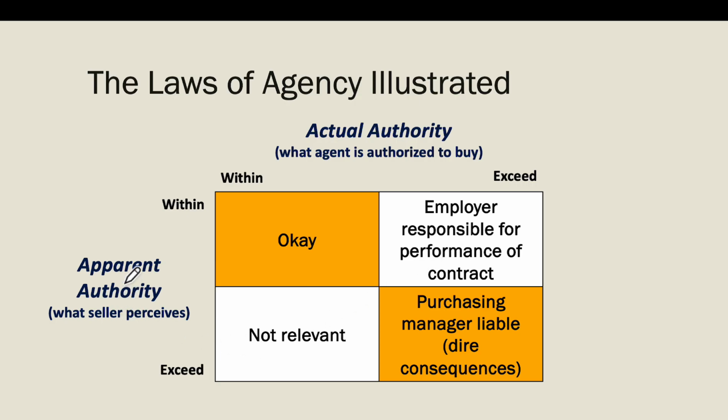A third situation is that whereby apparent authority is exceeded but actual authority is not exceeded. Since actual authority is not exceeded, the procurement manager is acting within actual authority, so therefore there is no problem. And the last one is where apparent authority is exceeded and actual authority is also exceeded. Now in this case, a procurement manager goes beyond apparent authority and also goes beyond what the organization had mandated. In that case, the purchasing manager is liable and there may be dire consequences for their actions. So this is a framework that we use when procurement managers make decisions.